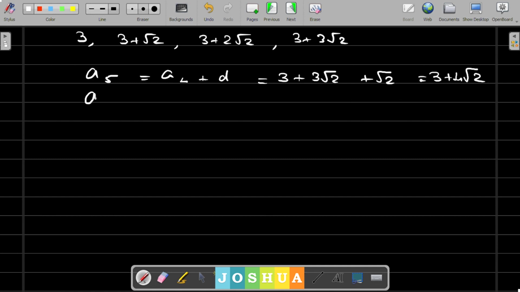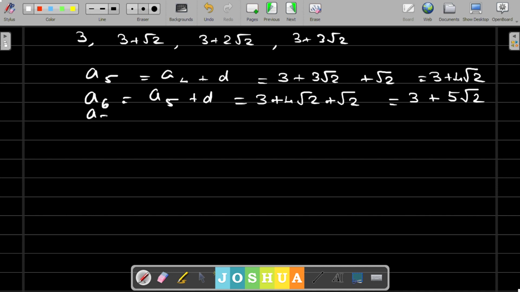Now the sixth term, A6 is equal to A5 plus d. A5 is equal to 3 plus 4 root 2 and the difference is square root of 2. So that is equal to 3 plus 4 root 2 plus root 2, equal to 3 plus 5 root 2. Okay, so 3 plus 5 root 2.